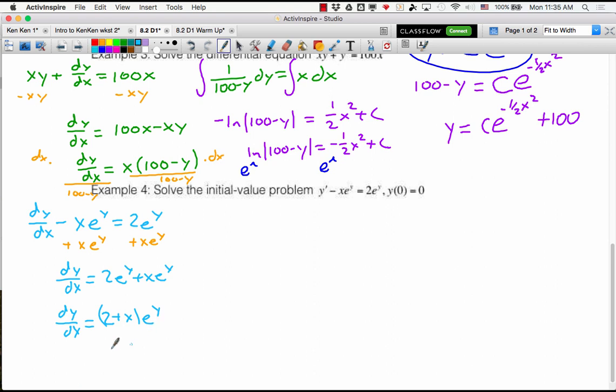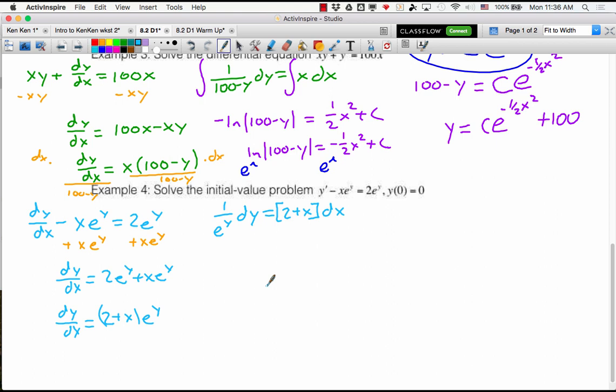Now if I divide by e to the y and multiply by dx, I get 1 over e to the y dy equals 2 plus x dx. So this dx applies to the whole 2 plus x.